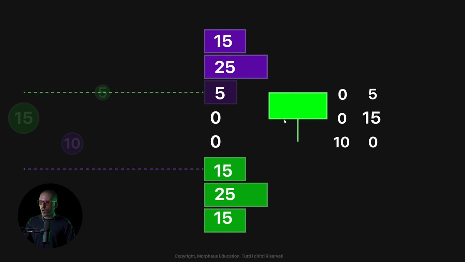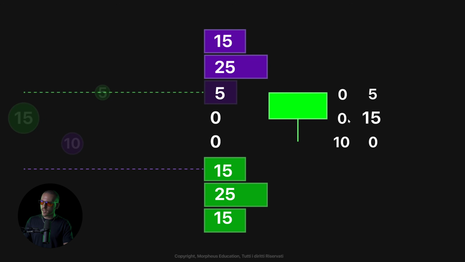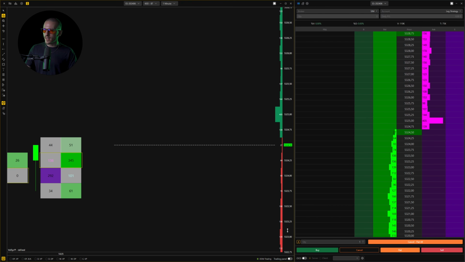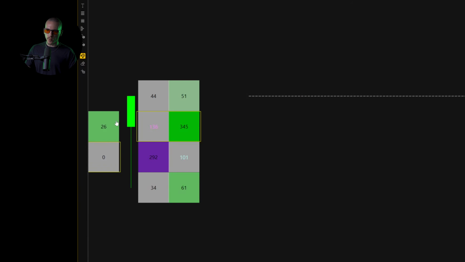So a footprint chart doesn't just show us the candle, but also the reason behind the movements of that candle. How many contracts were executed at which price level and who was, in general, more aggressive. Now let's take a look at an actual example. This is an order flow candle, as you can see.